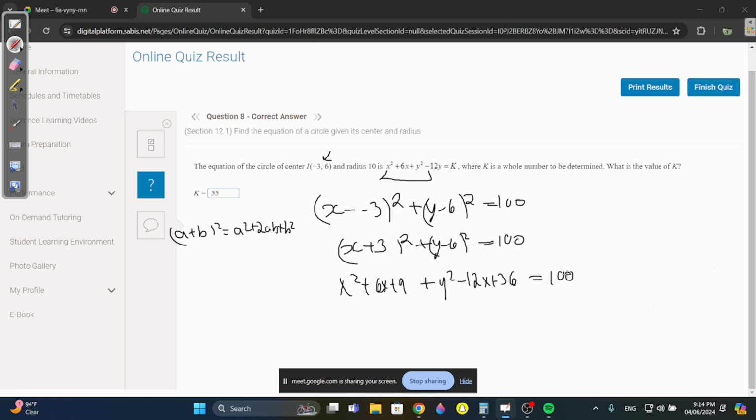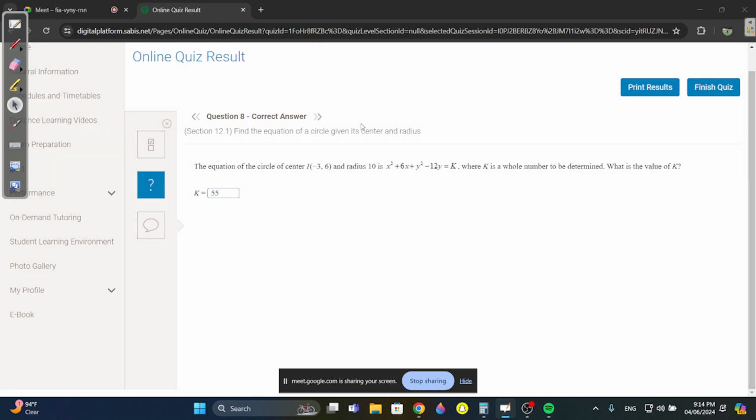Okay, equals 100. Then you subtract 36 and subtract 9 on the other side because they don't want any constant term on the left. Okay, you're going to get 100 minus 36 is going to be 64. 64 minus 9 is going to be 55. So you're going to get k equals 55. Question 9.